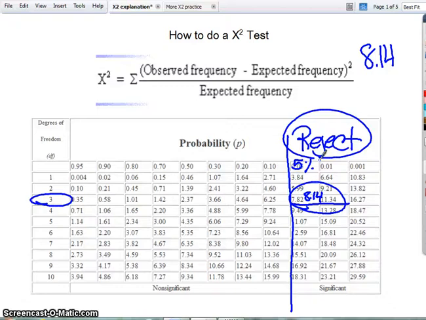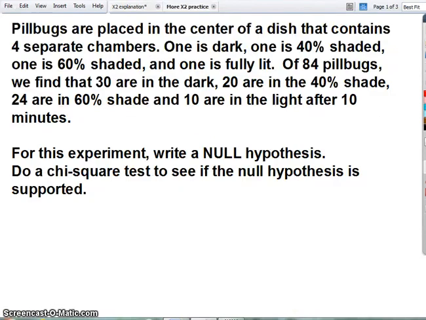All right, for our last problem, I'm going to show you one that's not a genetics problem. Okay, so for this one, we're doing just an experiment. We want to see if experimental results match our predictions. Now, the easiest way to do this type of problem is to create a null hypothesis. Because, if you recall, we did pill bugs.